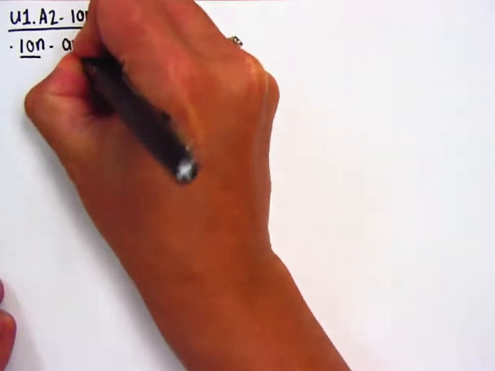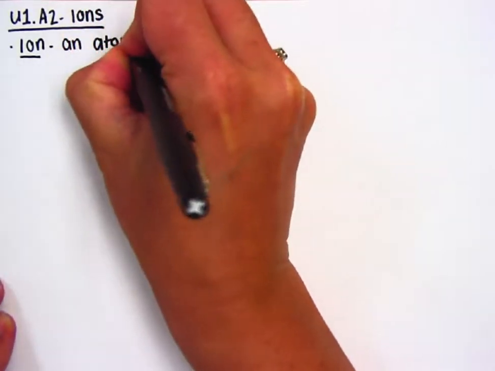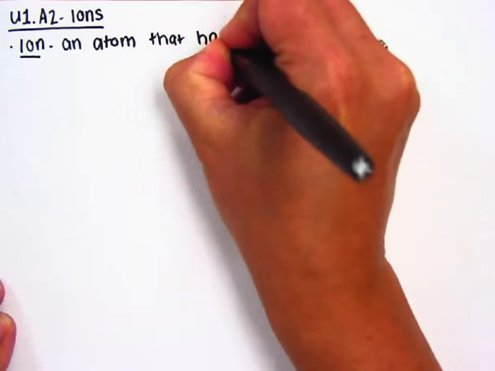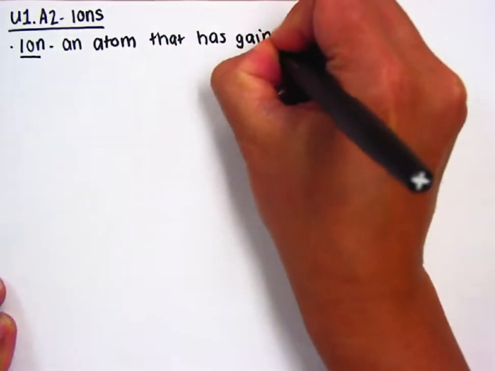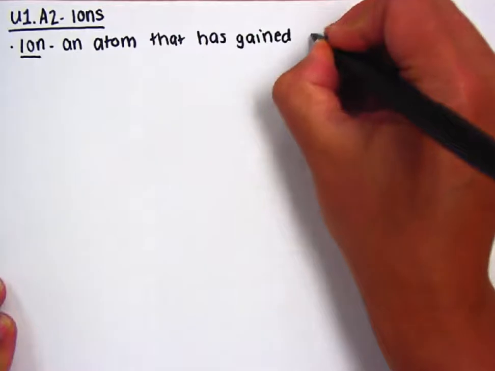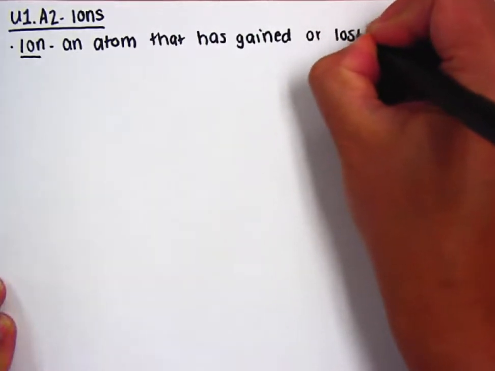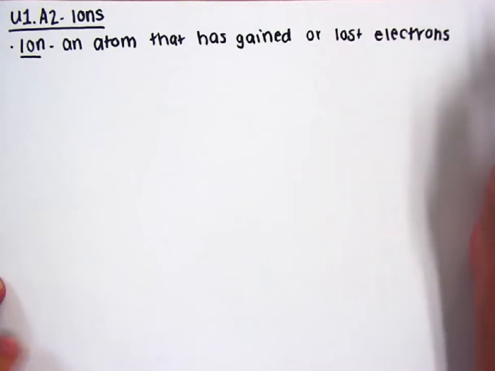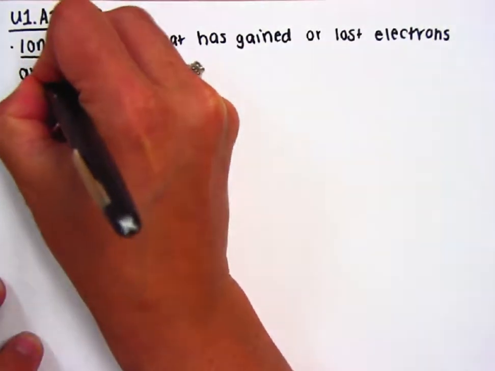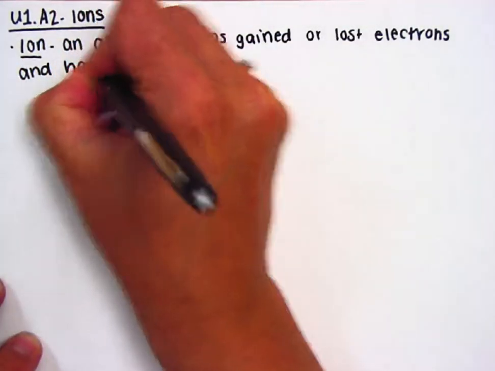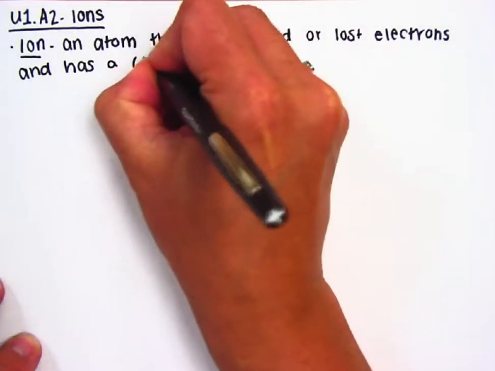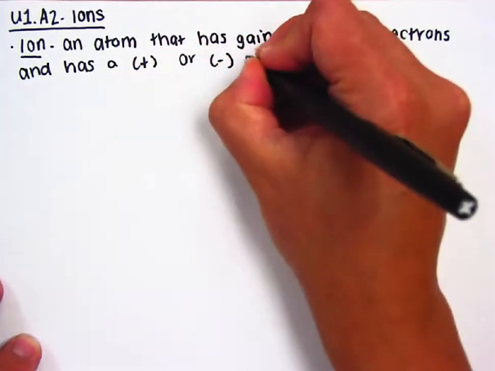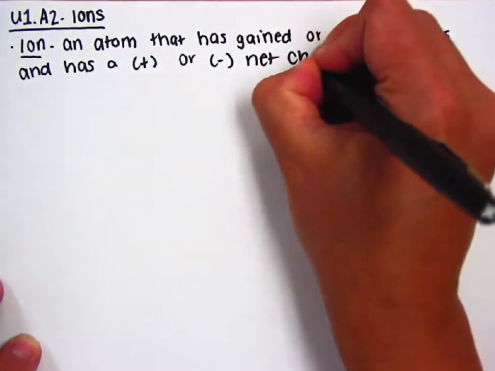An ion is an atom that has gained or lost electrons and has either a positive or negative net charge.